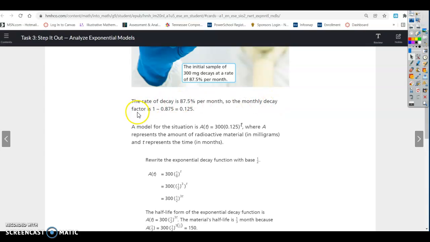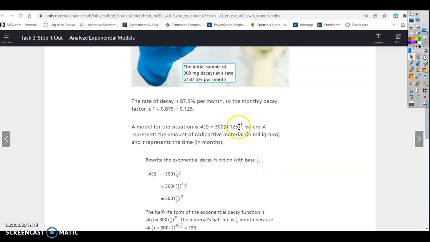So the monthly decay factor is 1 minus, and they're changing the percent to a decimal again, so 1 minus 0.875, and that gives us 0.125. All right, so it says a model for the situation is A of t equals 300, that's our initial amount, times 0.125, that's our decay rate, raised to the t power, which is in months again. All right, so it says rewrite the exponential decay function with a base of 1/2.